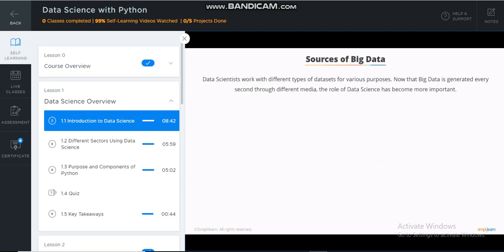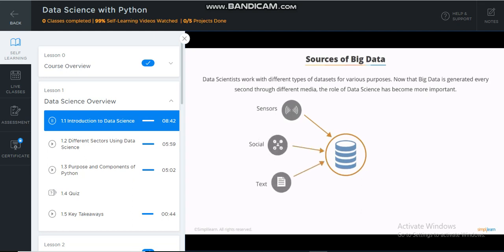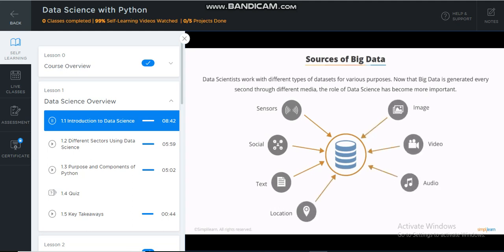Now that big data is generated every second through different media, the role of data science has become more important. So you need to know what big data is and how you are connected to it to figure out a way to make it work for you. Every time you record your heartbeat through your phone's biometric sensors, post or tweet on the social network, create any blog or website, switch on your phone's GPS network, upload or view an image, video, or audio. In fact, every time you log into the internet, you are generating data about yourself, your preferences, and your lifestyle.